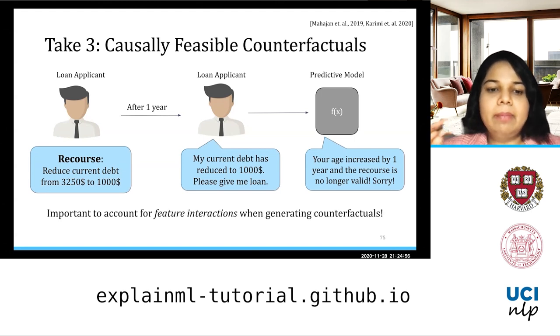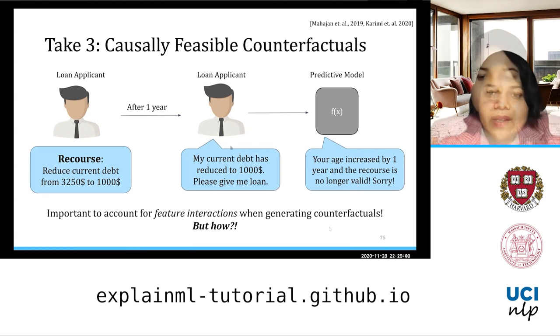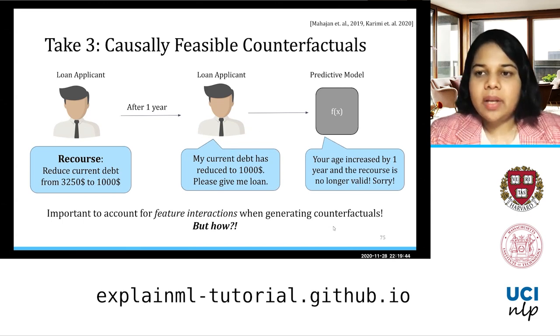So it is extremely important to account for feature interactions when generating counterfactuals. But how do we actually do it? That will be the topic that we discuss now. Mahajan et al. and Karimi et al. propose some solutions to tackle this problem.